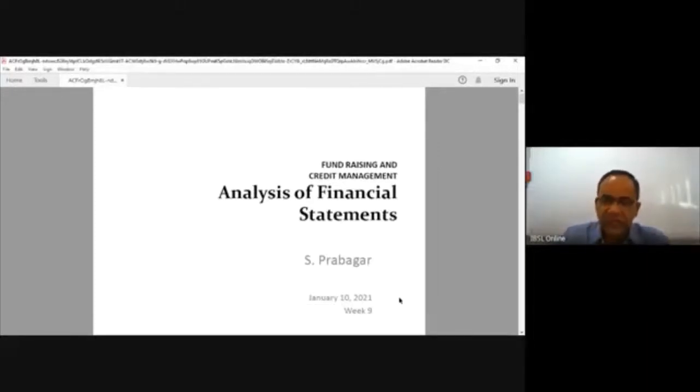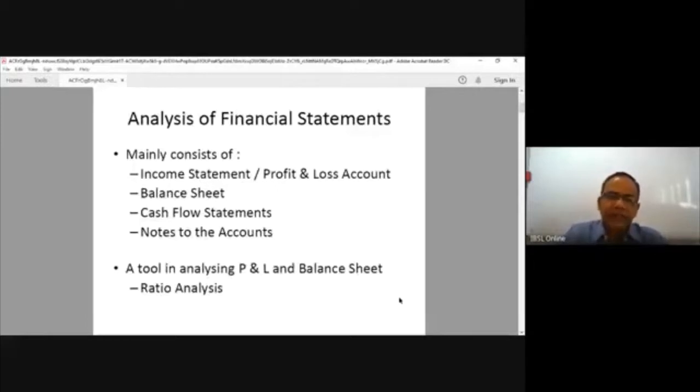Last week we were looking at the balance sheet, a set of financial statements. What does it consist of? For the benefit of people who are not very familiar with this, a set of financial accounts normally consists of the income statement, or we call it the profit and loss account, the balance sheet, cash flow statements, and notes to the accounts.